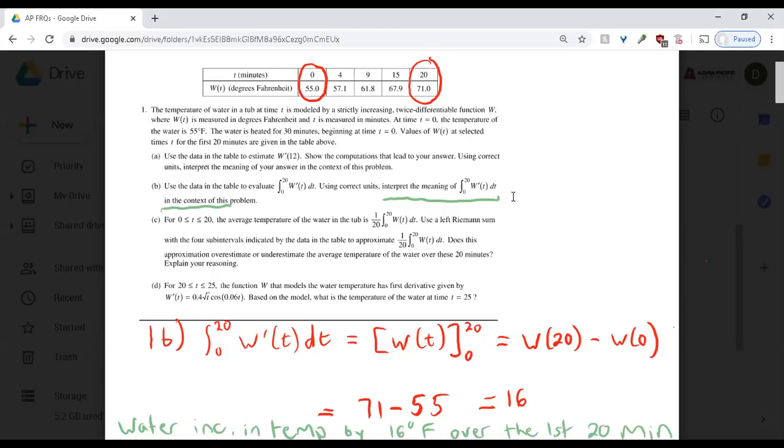So that's what you're doing when you're undoing a rate of change over the course of an interval from like 0 to 20. You're finding a net change, how much the temperature changed over that interval, an accumulation. So is that okay for 1B? Thank you. Yeah.